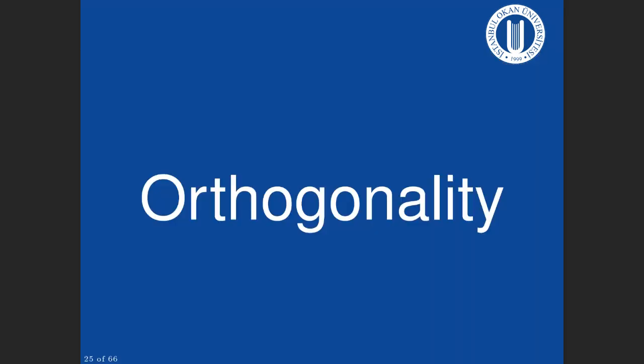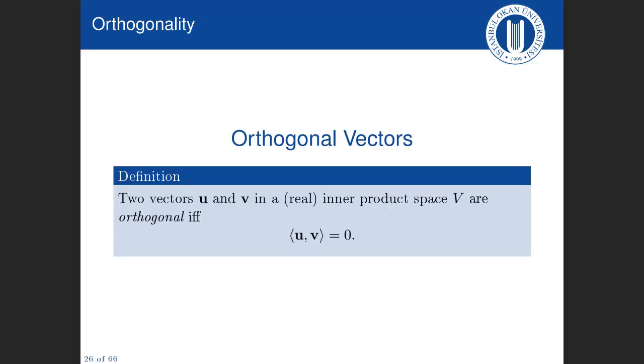My second topic for today's lesson is orthogonality. Two vectors u and v in an inner product space V are orthogonal if and only if their inner product is equal to the number 0.